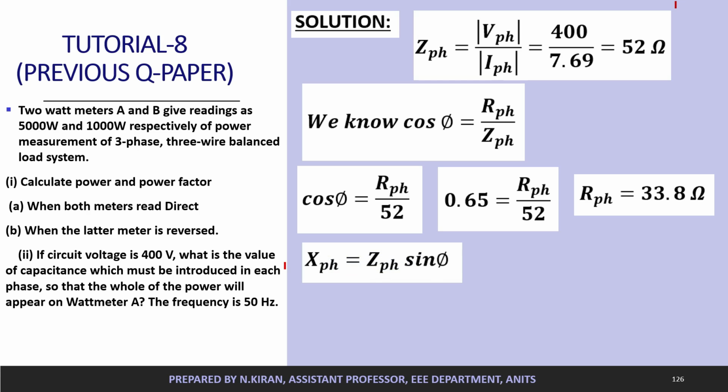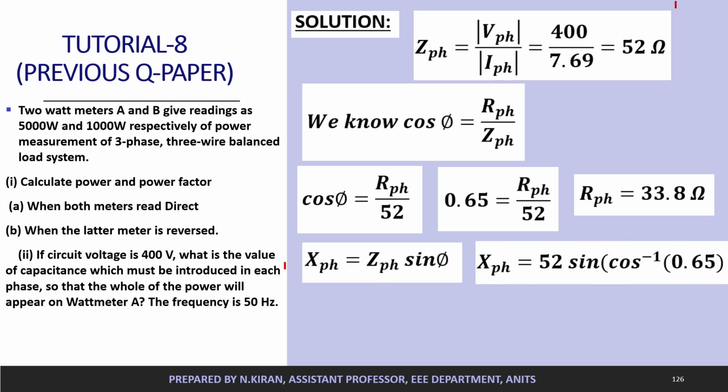So reactance X will be nothing but Z sin phi. We know the value of Z. So from that, I can calculate the reactance value, which is nothing but 39.5 ohms.